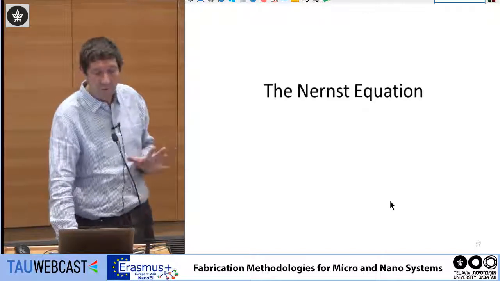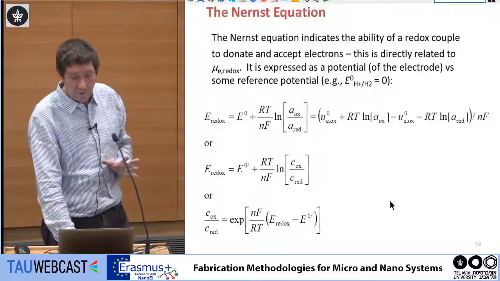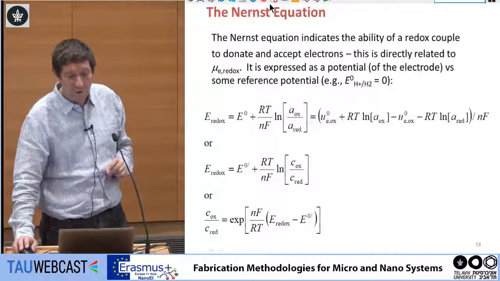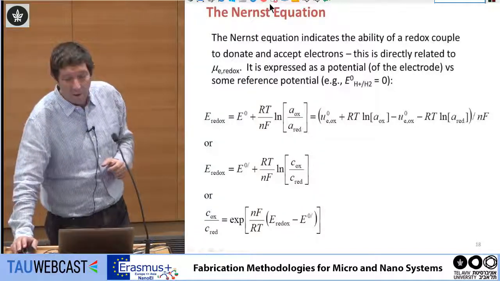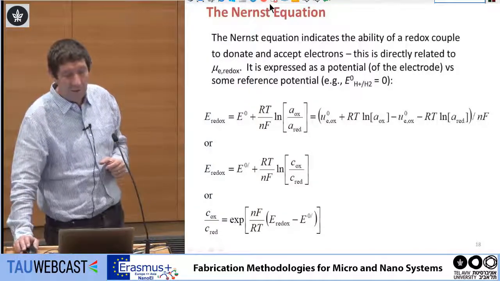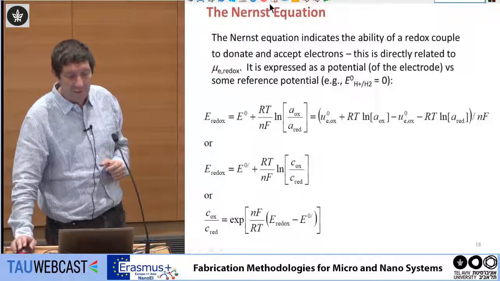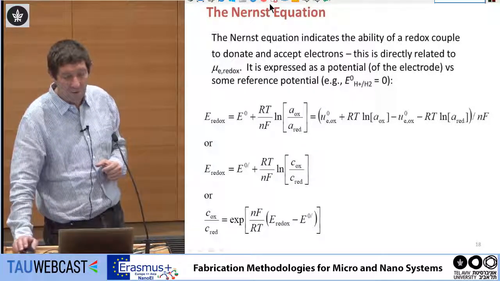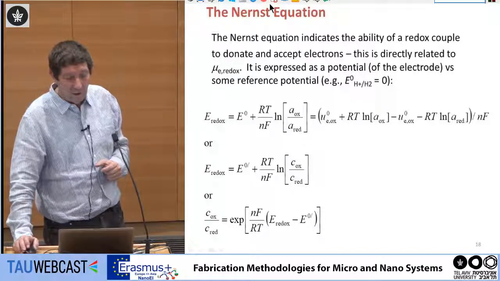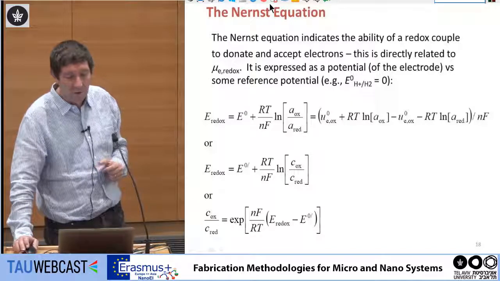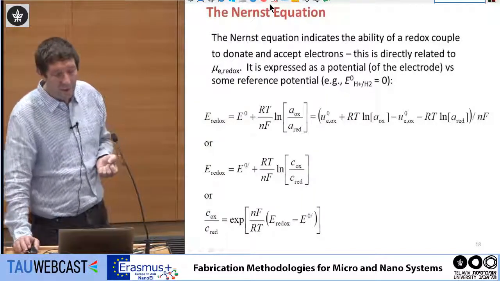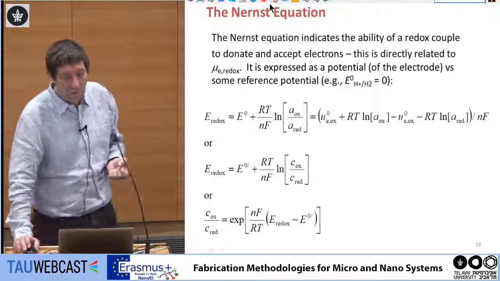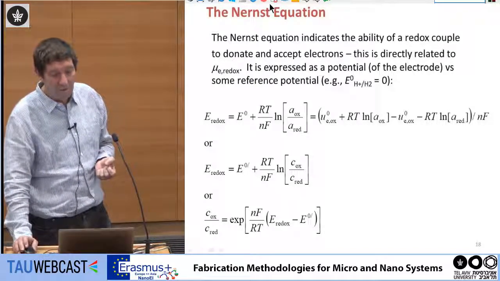Now, the Nernst equation. It's a very important equation, so I give it its own definition. The Nernst equation indicates the ability of a redox couple to donate or accept electrons. This is directly related to the electrochemical potential. It is expressed as the potential of the electrode versus some reference potential. If you have a reaction where you take or give electrons, the potential of the reaction minus the reference potential, or the change of the potential, is RT over nF.